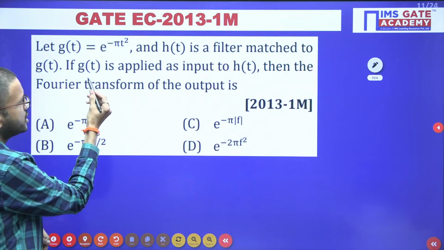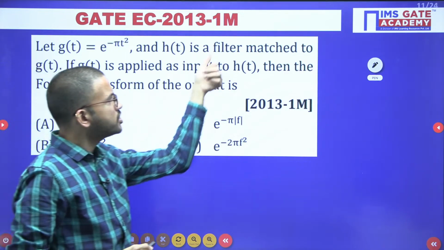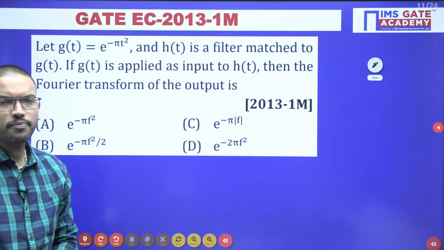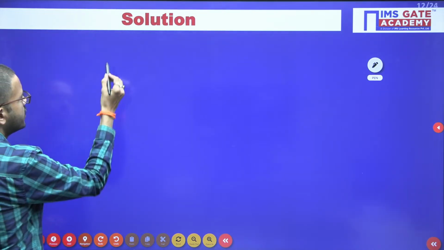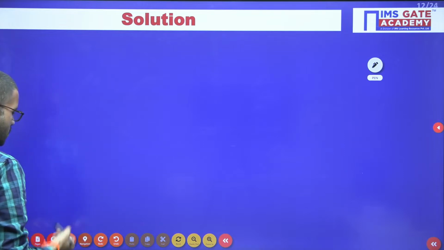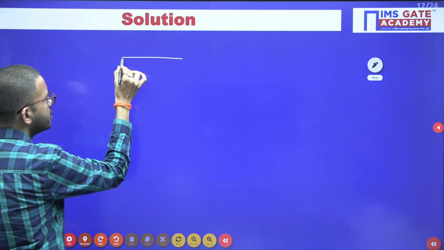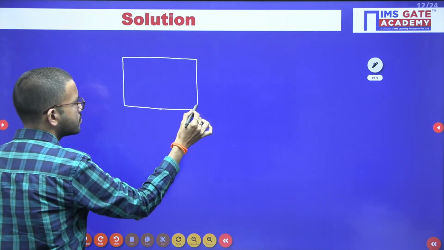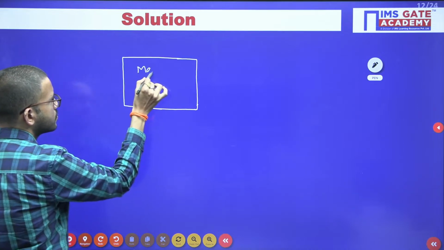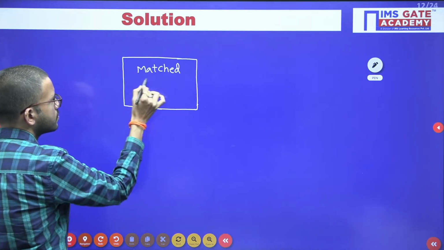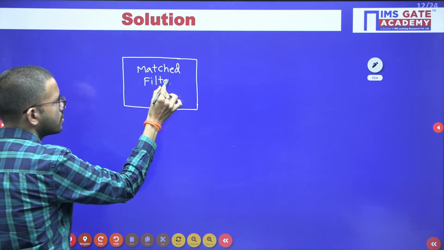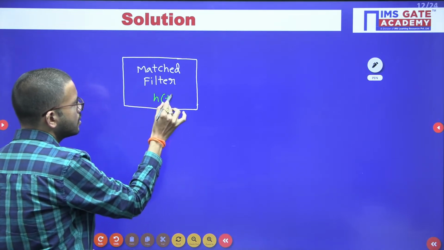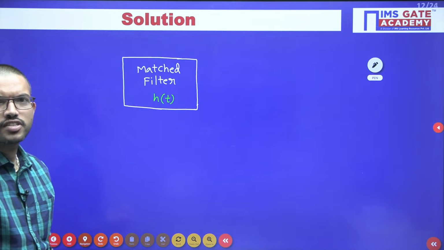And here they have mentioned if g of t is applied as input to this particular filter, now they are asking the corresponding Fourier transform of the output. Okay. Say for example, here you are having one matched filter which is having the impulse response h of t.